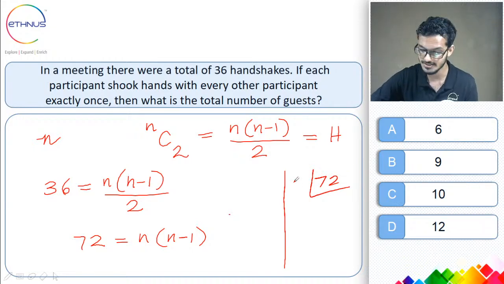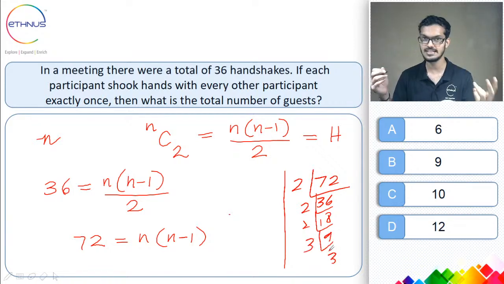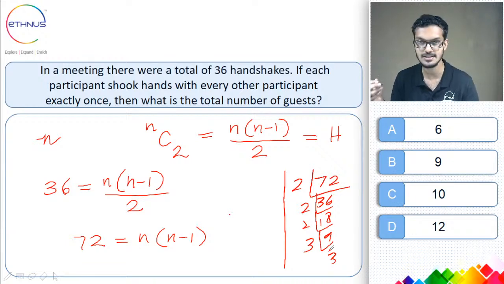So let me factorize this. 2 3s are 6, 2 6s are 12, 2 18s are 36, 2 9s are 18, and we have 3 3s. So you have 3 2s and 2 3s. If I multiply only the 2s, 2 into 2 is 4, 4 into 2 is 8, and 3 into 3 is 9. Yes.